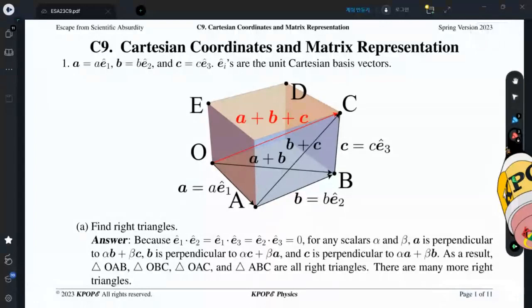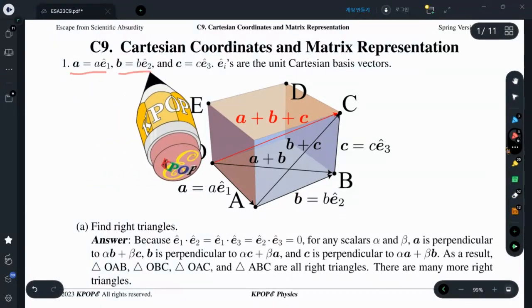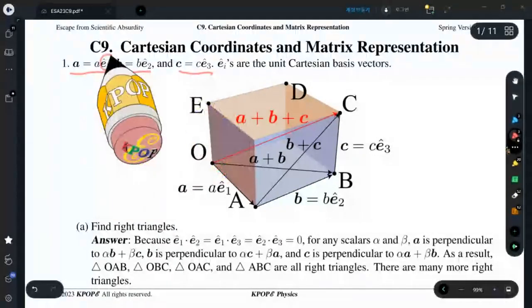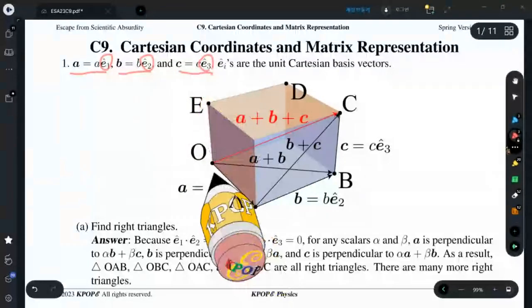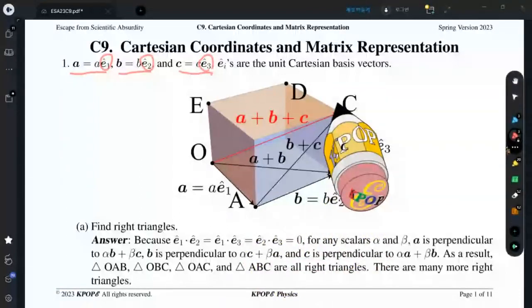C9, Cartesian coordinates and the matrix of representation. We have three vectors, magnitude A, B, and C. Direction is along the x, y, and z axis. X-axis, y-axis, and z-axis. Okay.